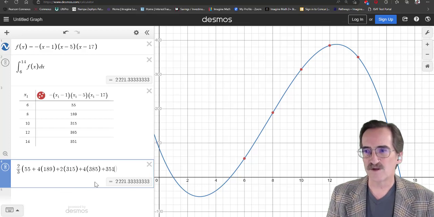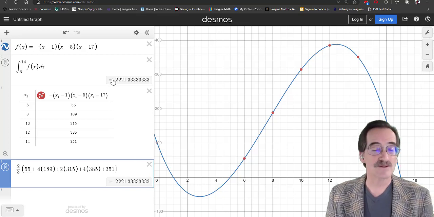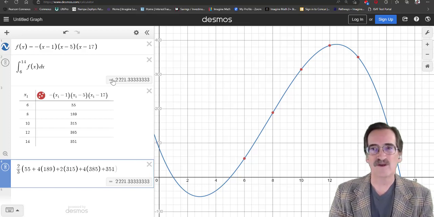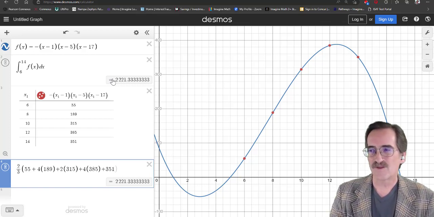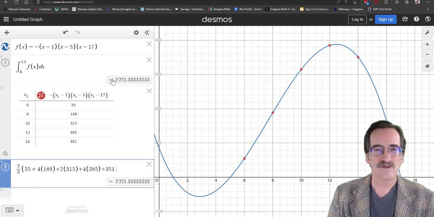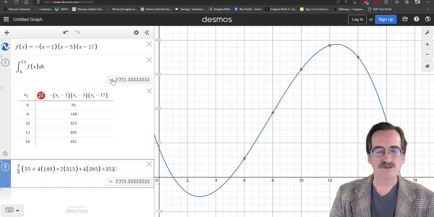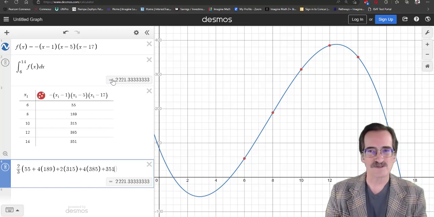And lo and behold, you find that the integral, or the area under the curve using Simpson's rule, is 221.3 repeating, or 221 and a third. It's exactly the same as the definite integral of f of x, which I find fascinating, that Simpson's rule gave us the exact answer, where the trapezoid rule would not. Now, that's not true of all cases. There are errors depending on the function. Simpson's rule is not a perfect panacea, but it certainly can produce much more accurate results in certain cases.